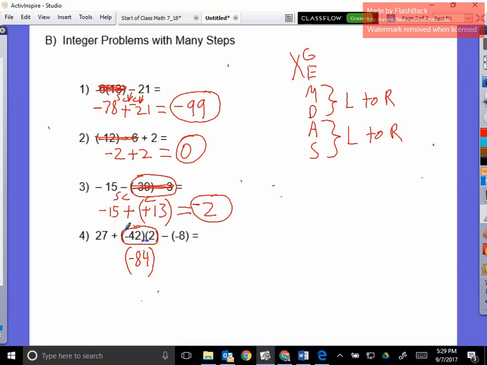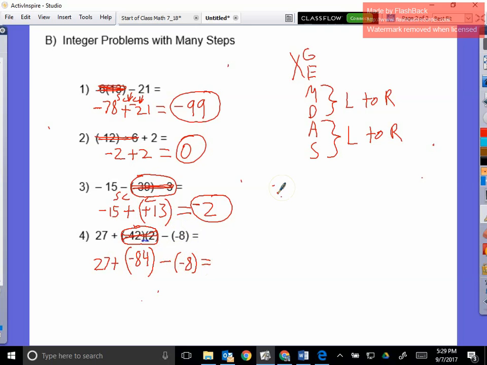Okay, we got this done. Cross it off, that'll help you out. And drop down everything that is still up here. Okay, so over here we have a 27 plus, and then over here on this side we have a minus, and we have a negative 8. All right, drop down everything that's still there. I'll bring down my equal sign.